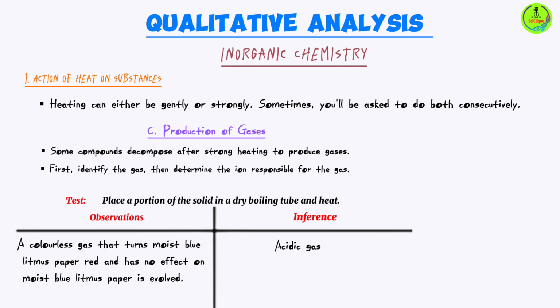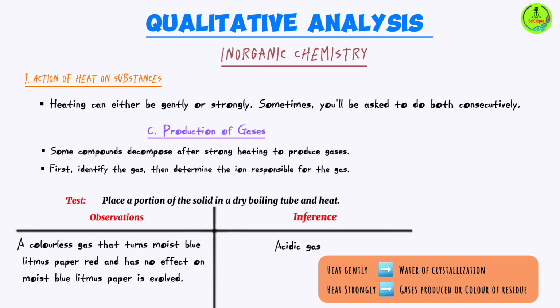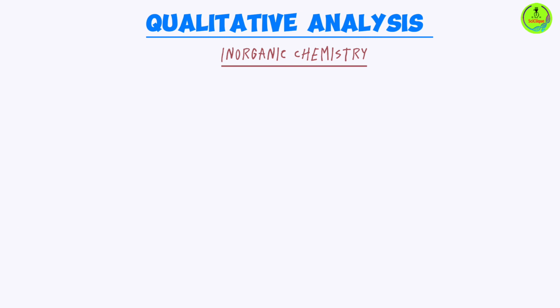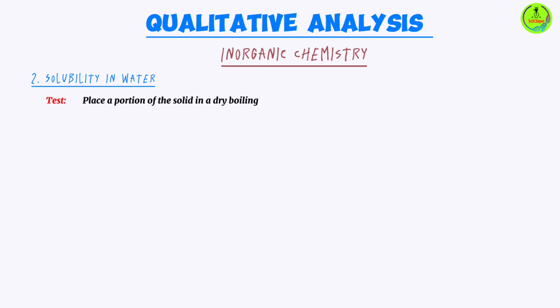Now, a point to note. You'll find that when you are told to heat a substance gently, they're probably only looking for water of crystallization. But if you're told to heat the substance strongly, then they're looking for the gases that are evolved and maybe the color of the residue. What about those that ask you to heat it gently and then strongly? Well, everything then. Now, moving on to our second preliminary test, and that is solubility in water. So this is whereby you are asked to take a portion of the solid, dissolve it in water, and so on.